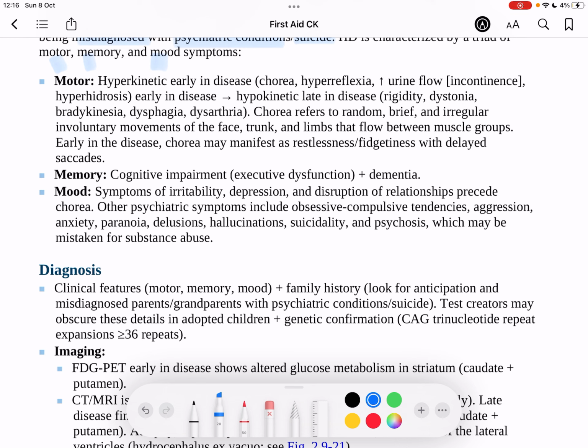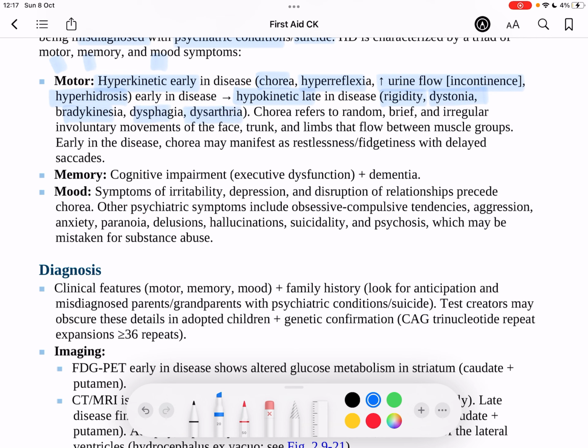For the motor symptoms, we usually see hyperkinetic symptoms, especially early on in the disease. As I've said, chorea, hyperreflexia, urine incontinence because of increased bladder spasticity, and hyperhidrosis as well. So these are symptoms such as jerk-like movements of the arms, uncontrolled rhythmic movement of the arms. Later on in the disease, the patients do get almost Parkinsonian-like symptoms. So we do see hypokinetic symptoms later on. This can include rigidity, dystonia, bradykinesia, dysphagia, and dysarthria.